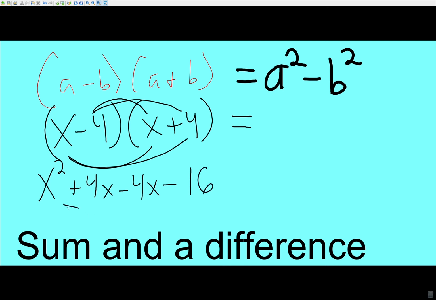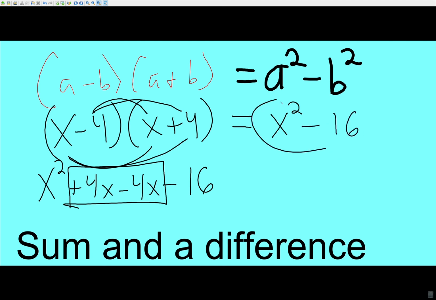Now what happens here to the middle term? Oh, look at that. It cancels out. Does that happen once? No, not just once. Every time in a sum and a difference. So I have a minus b and a plus b. The middle term is going to cancel out. I have x squared minus 16. And like I said, later when you need to factor, you go in reverse. You don't know what I'm saying yet. You'll have to recognize that. So this one's really important to remember.